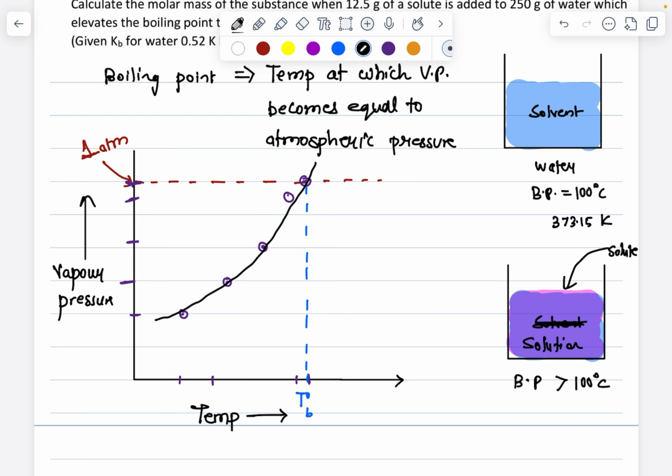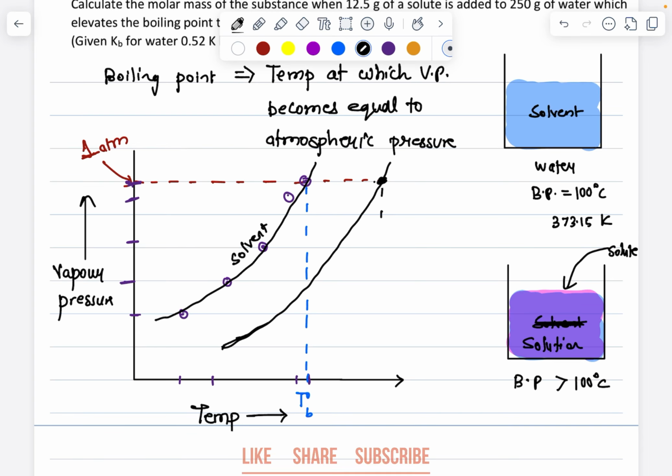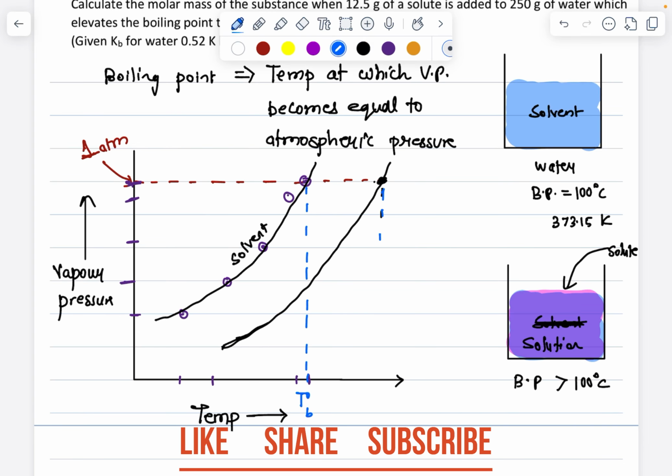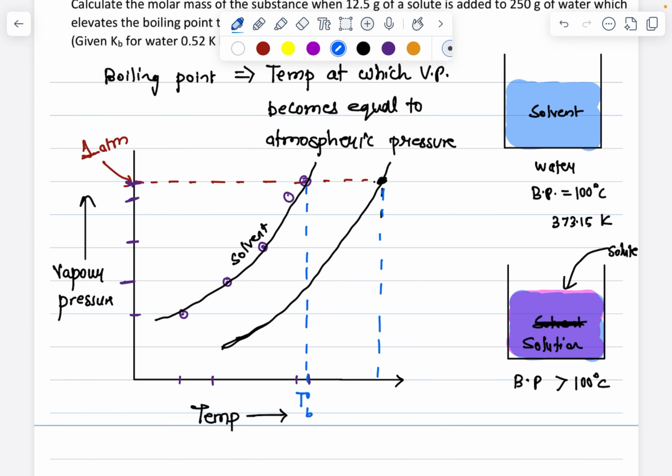Okay. So over here, to attain the same vapor pressure, and this line is for the solution, this was for the solvent. To attain this pressure, you will require this much temperature. This is Tb, and this gap is delta Tb. This is the gap which tells you about the elevation in boiling point. More is the amount of the solute, more will be the gap. This 100 degree is only for water. For a different solvent, it will vary.